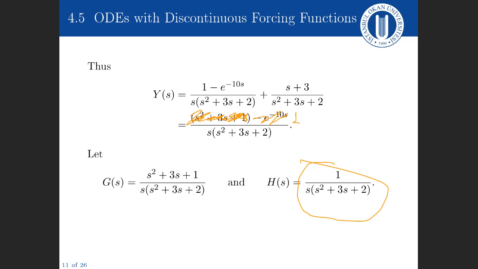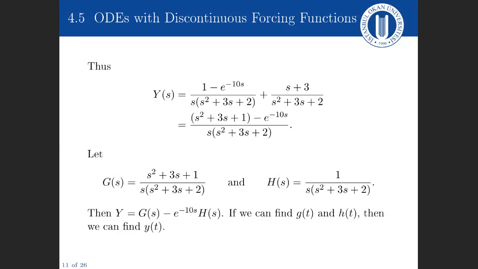First, we're going to find the inverse Laplace transform of g and h, and then we'll use those to write down the inverse Laplace transform of capital Y. Because capital Y is g minus e to the power minus 10s h. If we can find small g and small h, then we can find small y.